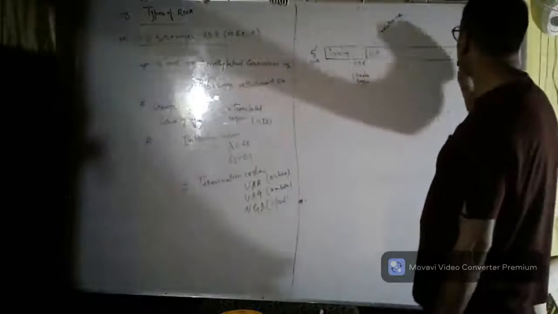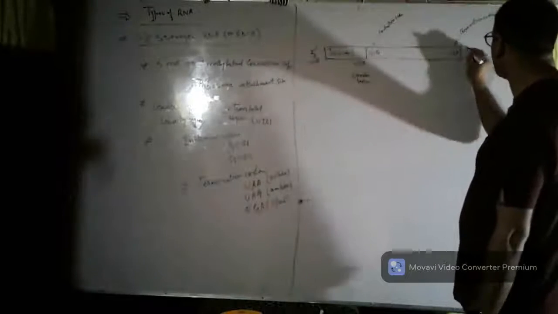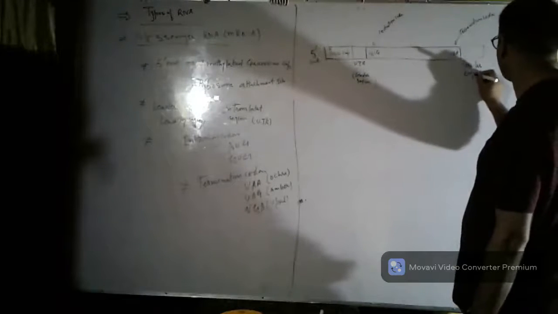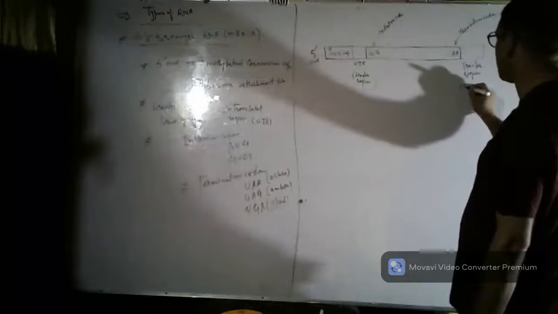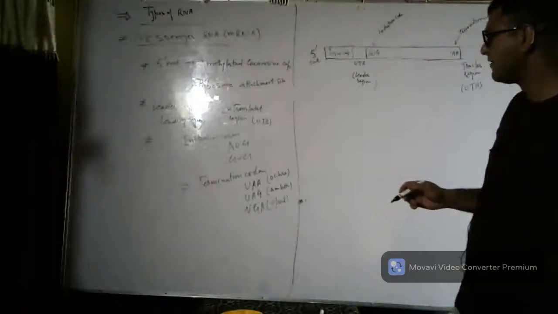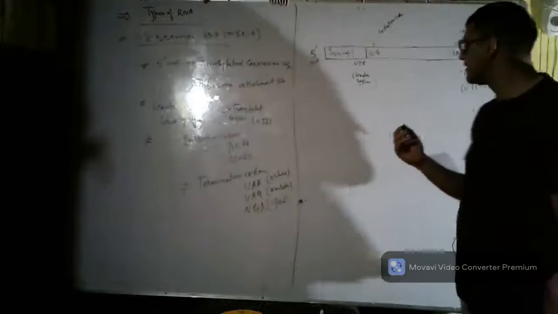So here we have the termination codon, for example UAA. This termination codon is followed by another untranslated region, what is called the trailer region. This trailer region is also an untranslated region. So we have the leader region and this trailer region. They are untranslated regions.